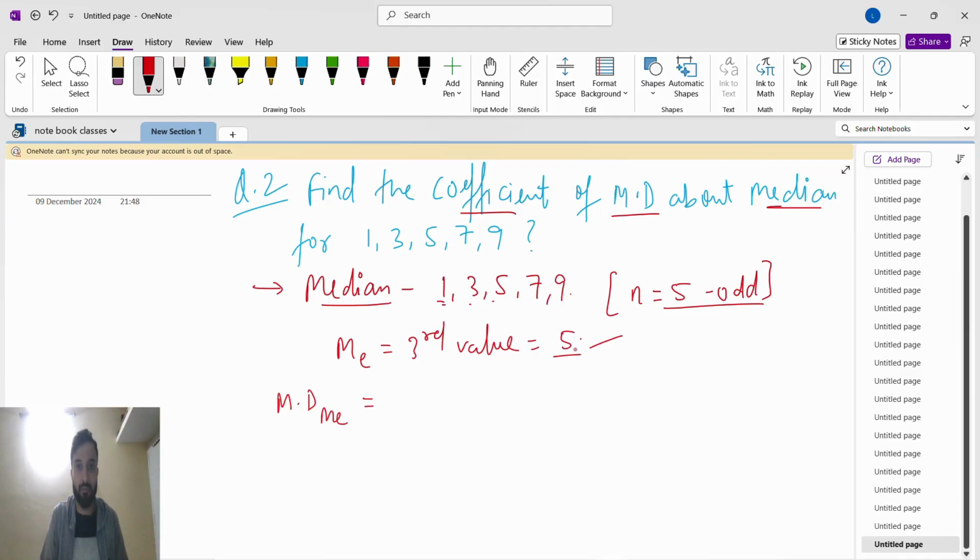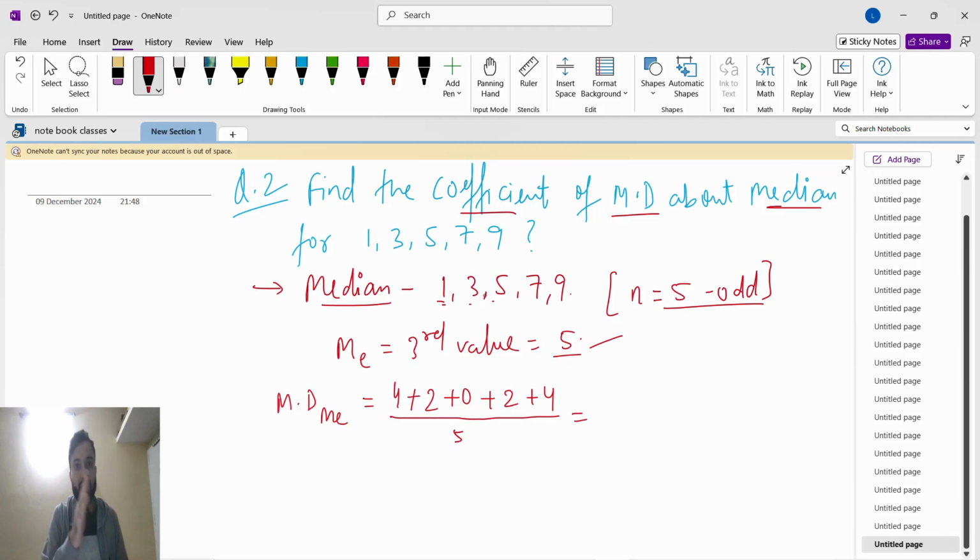So 1 minus 5, minus 4, but I will write 4. Plus 3 minus 5 is minus 2, but I will write 2 because of that mod. It will convert the minus 2 into plus 2. 5 minus 5, 0. 7 minus 5, 2. 9 minus 5, 4. Whole divided by n, which is 5.